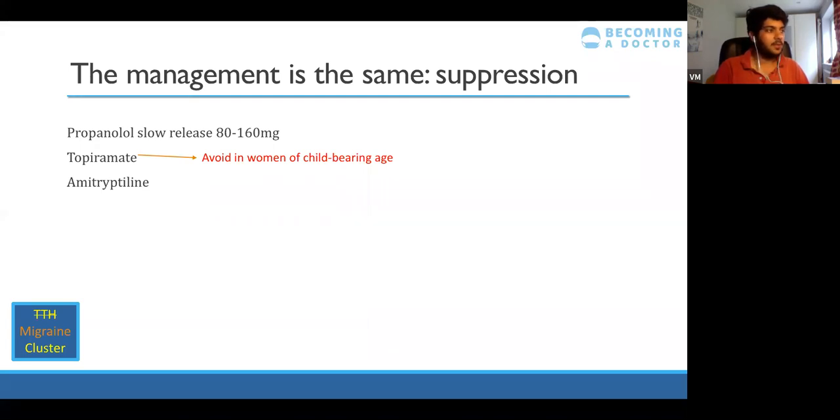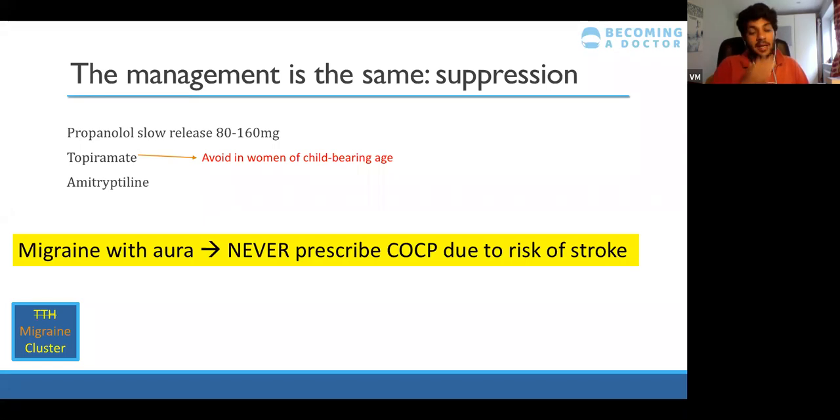No, it's one of those for neuropathic pain. It can also be used for migraines. An important patient safety point to note: if a patient has a migraine with aura, never prescribe the combined oral contraceptive pill because there's a risk of stroke. So that occasionally does come up in MCQs, so an important fact for you to know.